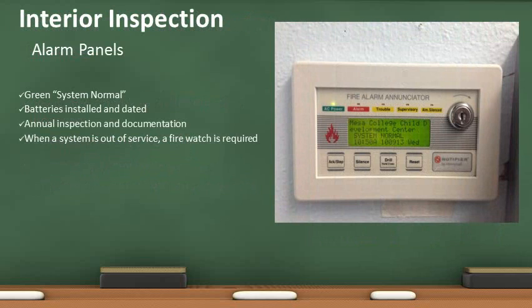Check the alarm panel. All the lights should indicate the system is functioning normally. Some alarm panels have a display that provides detailed information about the system's status. Alarm panels are required to have backup power. When the backup power is provided by batteries, the installation date must be indicated directly on the batteries and replaced every 5 years. Documentation of weekly, quarterly, semi-annual, and annual testing and maintenance of the alarm system is required.